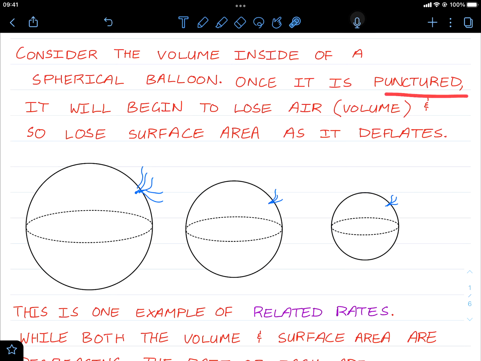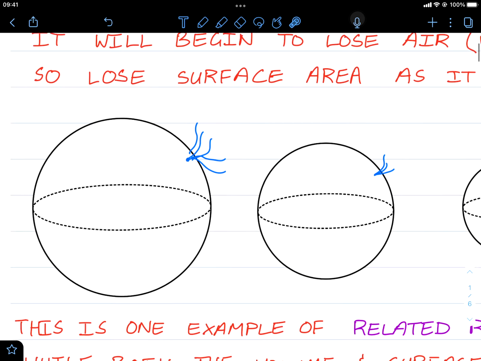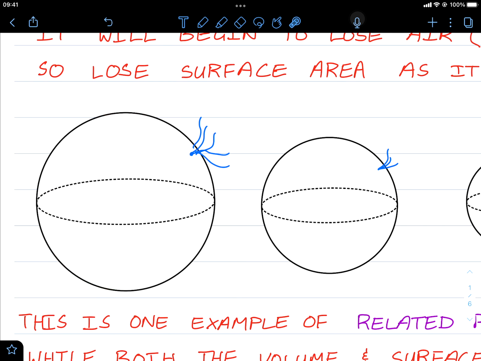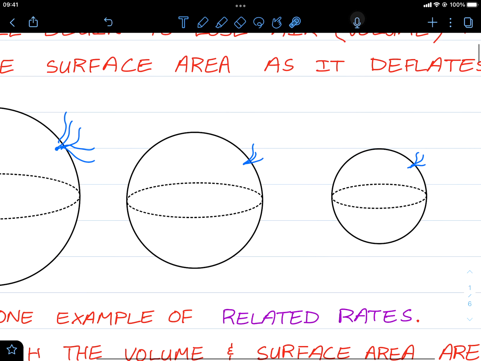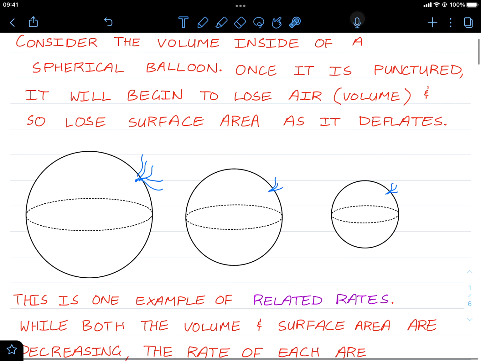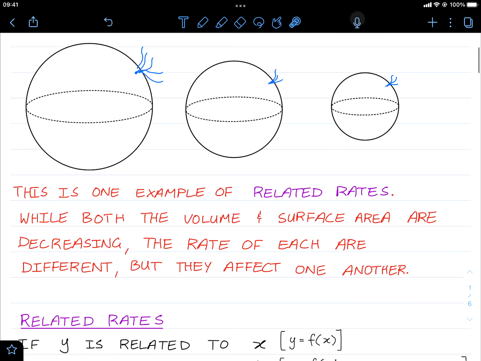Once it is punctured, it will begin to lose air, meaning it's going to lose volume, and so lose surface area as it deflates. So here's our perfectly spherical balloon. We poke a hole in it, it will start to lose air. And as it loses air, it's also going to get smaller and smaller, and eventually it's going to be completely deflated. This is one example of related rates.